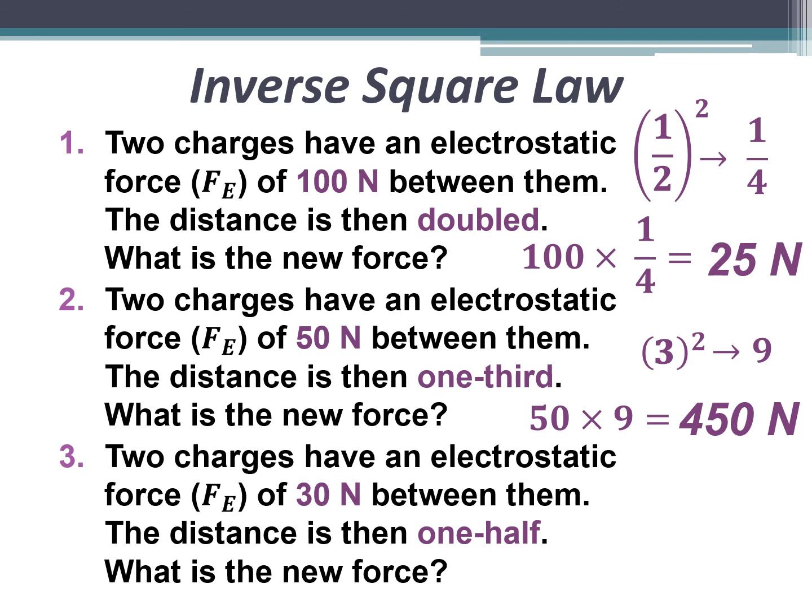In the next example, it says two charges have an electrostatic force of 30 newtons between them. If the distance is 1/2, then what's the new force? If we take that 1/2 and take the inverse of that, we get 2. Then we take the square of 2 and we get 4. So now my new force is going to be 4 times what it was originally. So 30 times 4 gives me 120 newtons for my new force.